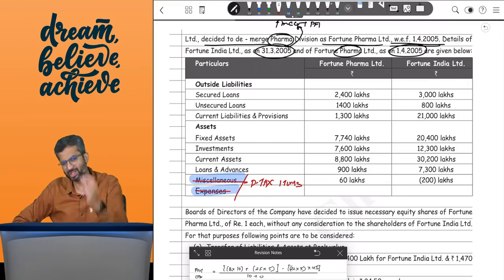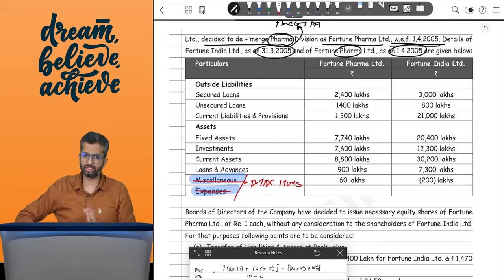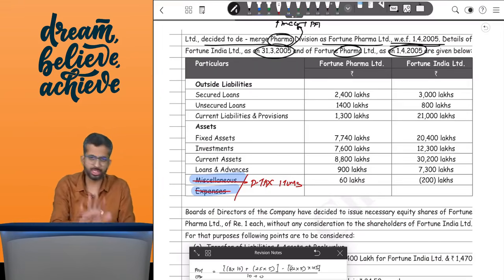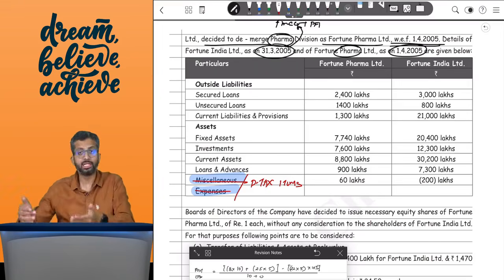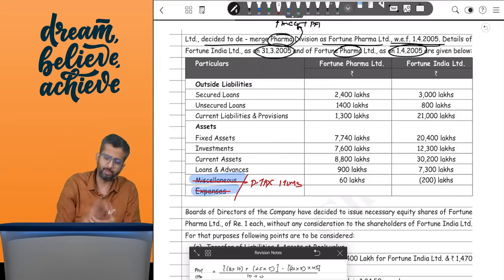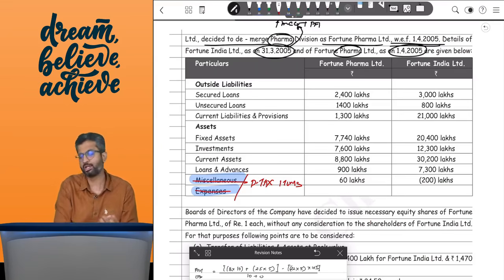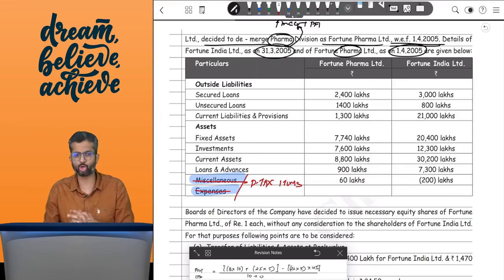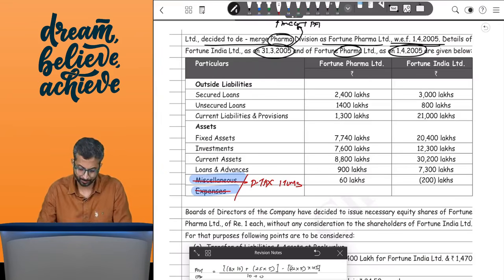So deferred tax asset, the Institute takes it in its net assets calculation. If it was miscellaneous expenses, you would not have taken it. In the printed solution, there is miscellaneous expenses, so it is not taken in the asset minus liability calculation. But if it is a deferred tax asset or a deferred tax liability, it should be taken in the net asset calculation. Remember that rule. It is also there in your study material.